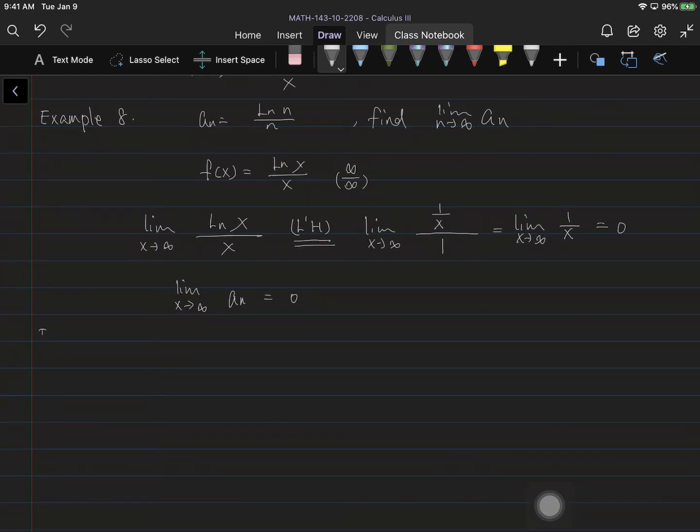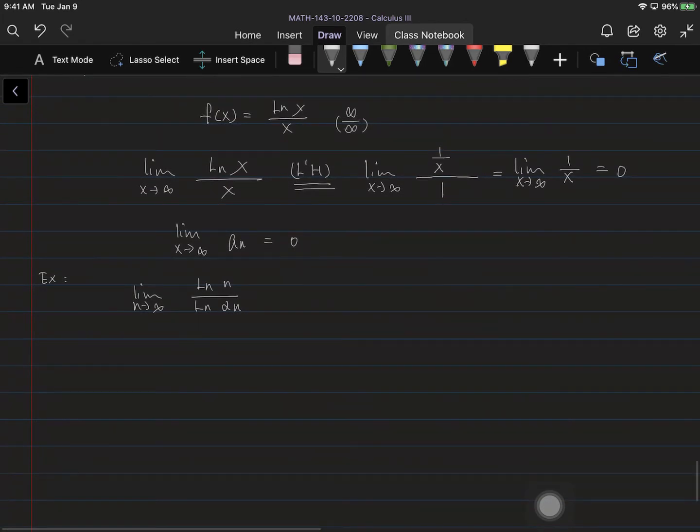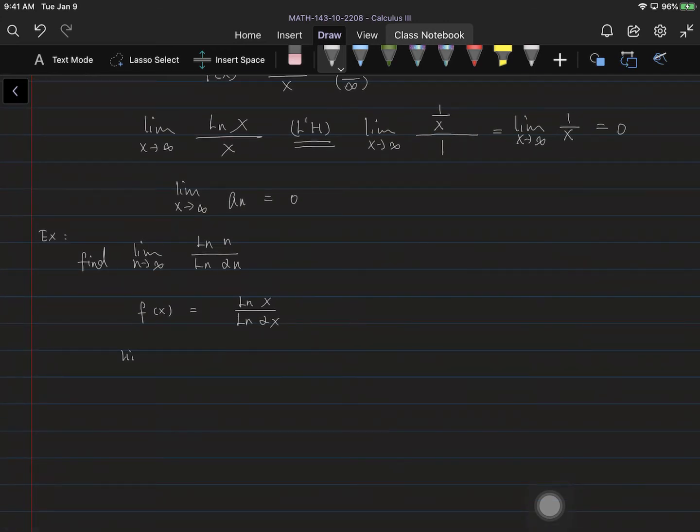Okay, now let's take a look at the next exercise. If we want to find the limit of this sequence, ln n over ln 2n, let's take a look. We want to use L'Hopital's rule. So first step, we say, what is f(x)? ln x over ln 2x. And then we find the limit for this function.